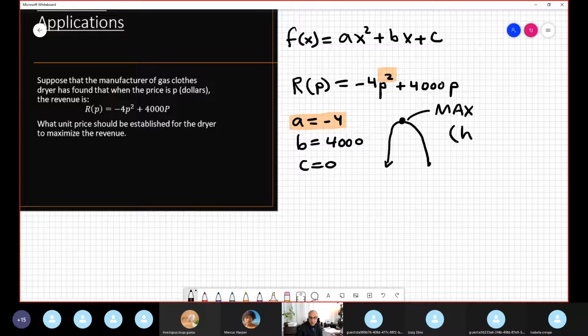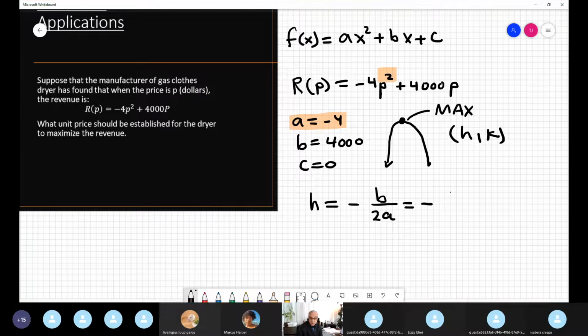The vertex, remember, is h, k, no? H represents the x component, that the x component in this word problem is P. It's a price in dollars. And K is the revenue, that is the y component. And dollars also. This case is a coincidence. Not always happen, but in this case it's dollars. So now, to find the vertex, we're using the formulas. H is equal to minus b over 2a.